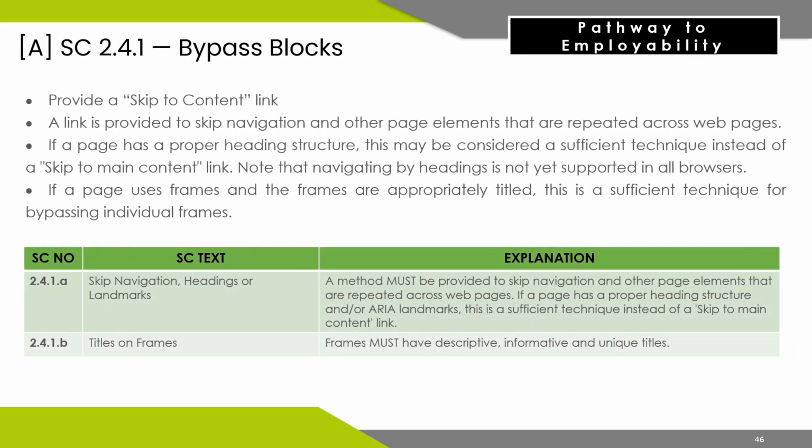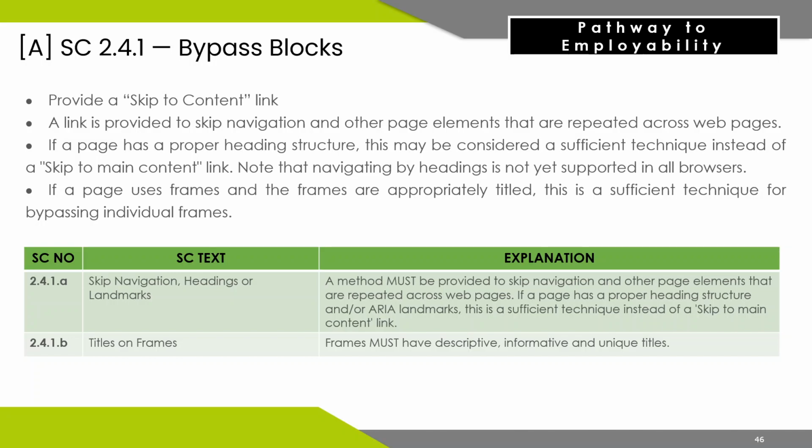The requirements for success criterion 2.4.1 bypass blocks are 2.4.1.a skip navigation, headings, or landmarks. A method must be provided to skip navigation and other page elements that are repeated across web pages. If a page has a proper heading structure and/or ARIA landmarks, this is a sufficient technique instead of a skip to main content link.